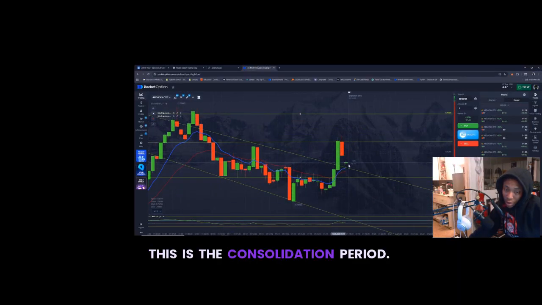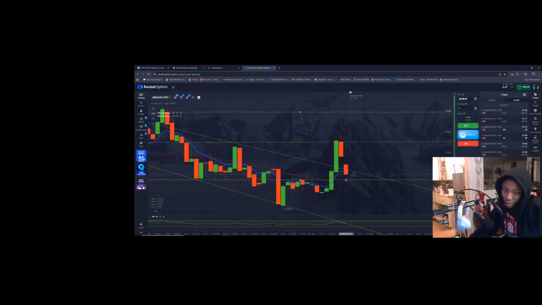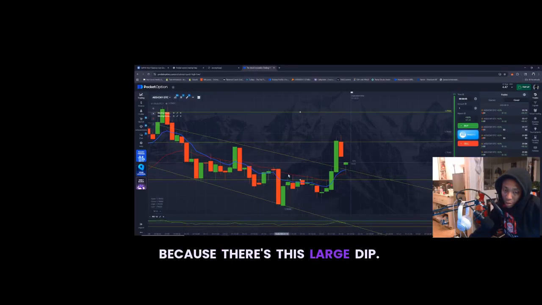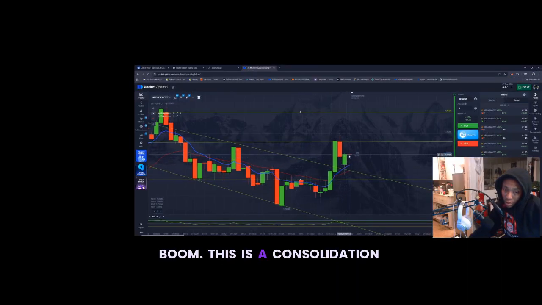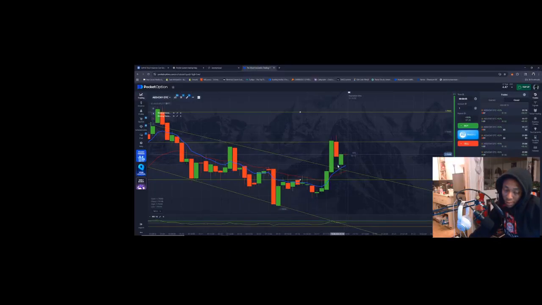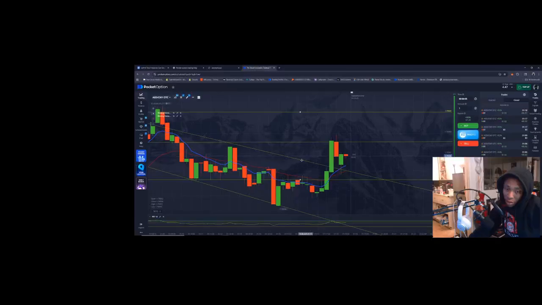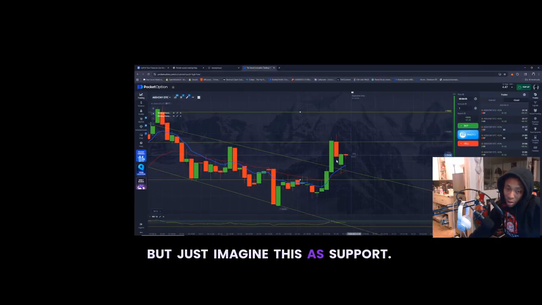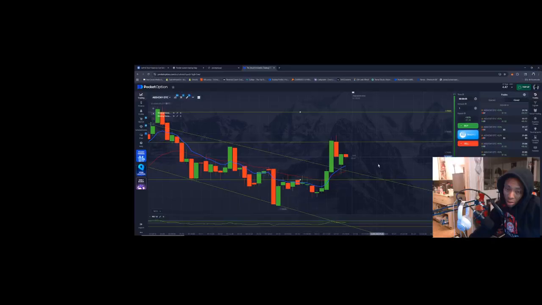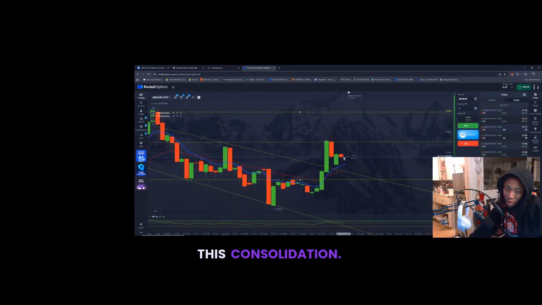Then this is the consolidation period, because there's this large dip. Boom. This is consolidation right here. This is on a 15-second candle, but I'm using 5 seconds. But just imagine this as support. This is resistance. This is consolidation.